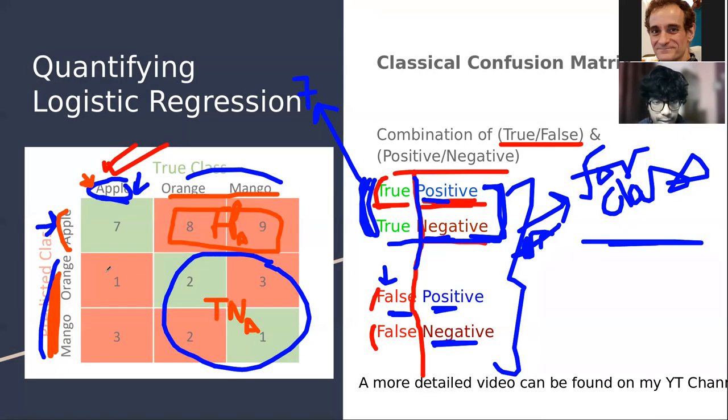However, these were actually apples. So I made a false negative. Any confusion in this? No.